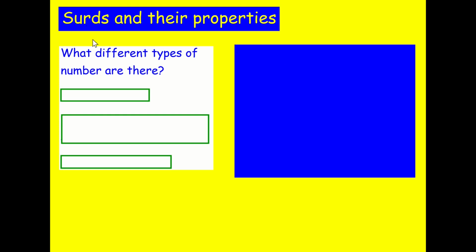Before we talk about what a surd is, I want you to pause the video and think about what different types of number there are. What does that mean to you? Would you classify them into different groups? Have a think.